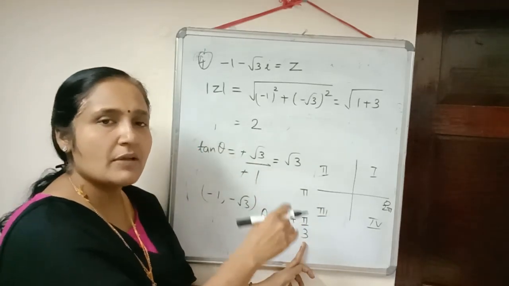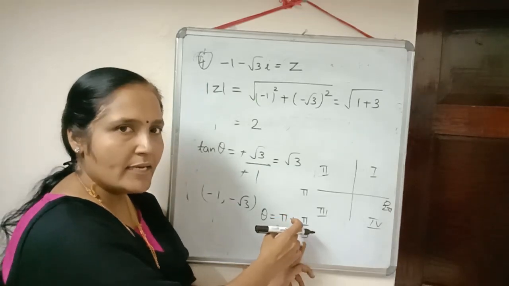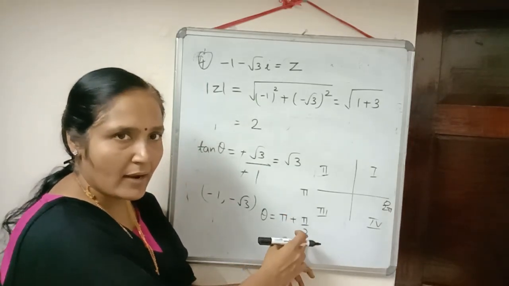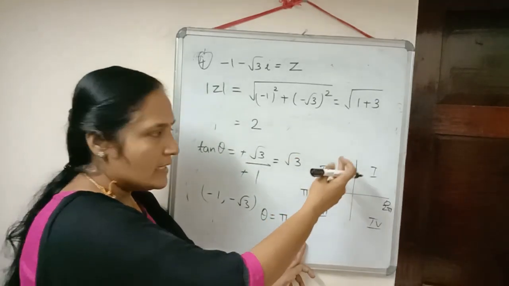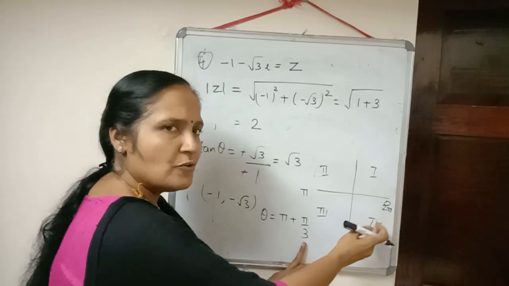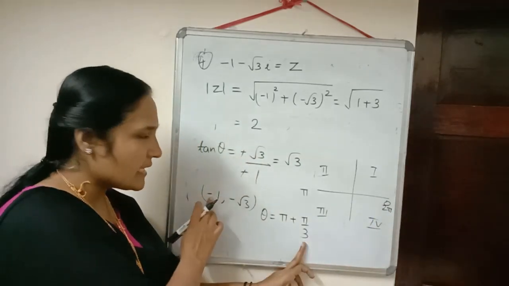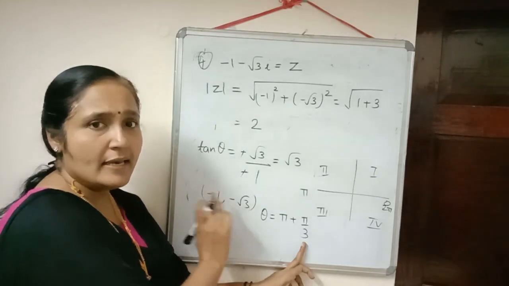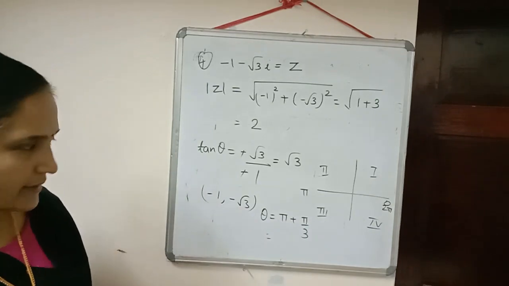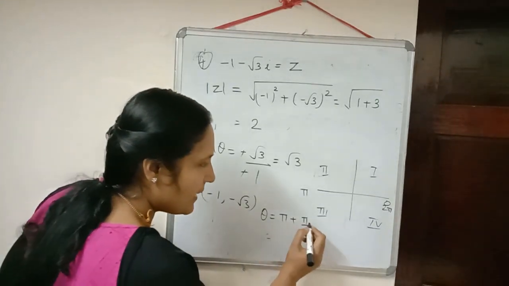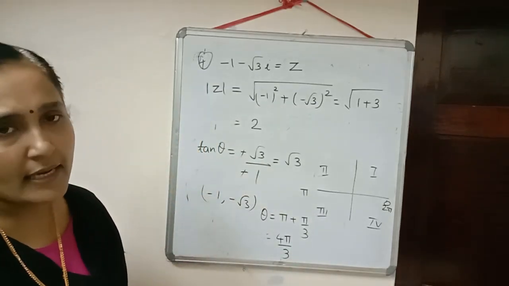Third quadrant means the angle will be greater than 180 degrees. So what we did was add 180 degrees plus the particular angle. If it is in the second quadrant, we will do pi minus. If it is in the fourth quadrant, we will do 2 pi minus. That much only we have to do. That's why we are checking in which quadrant the point lies. Now pi plus pi by 3 we can add. So how much will it be equal to? 3 pi plus pi, so that will come equal to 4 pi by 3.